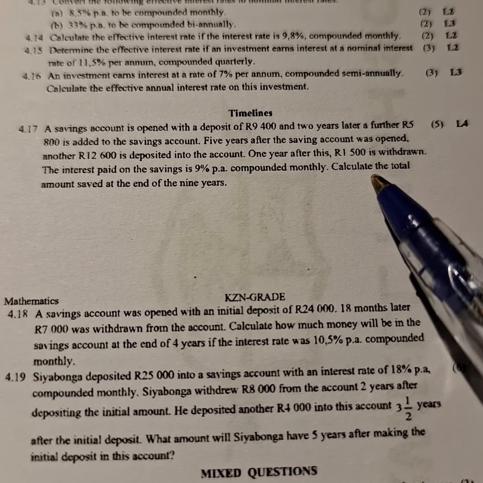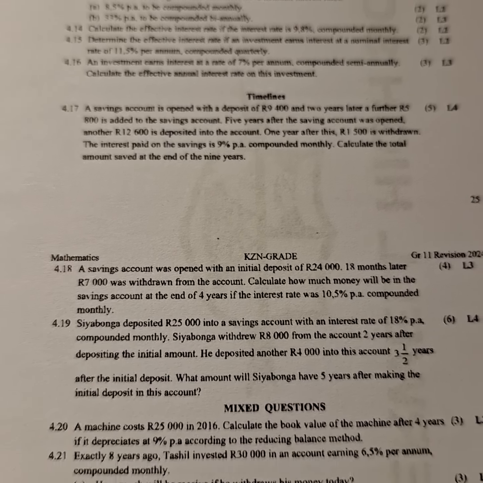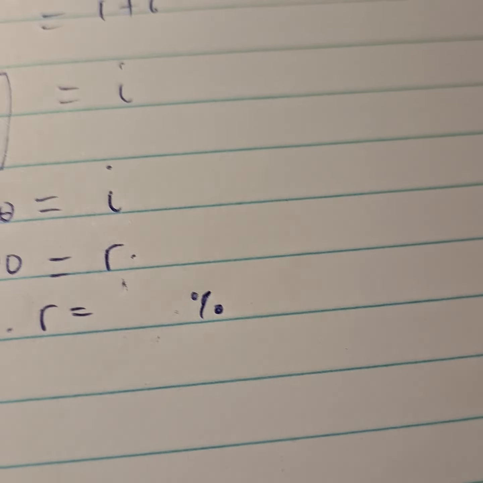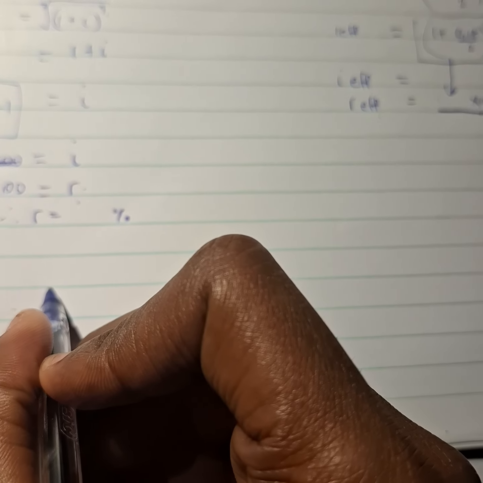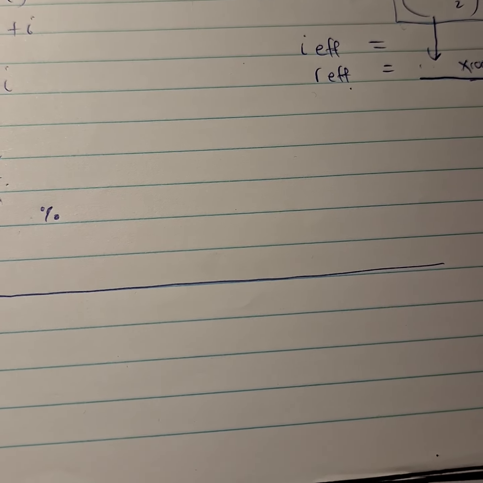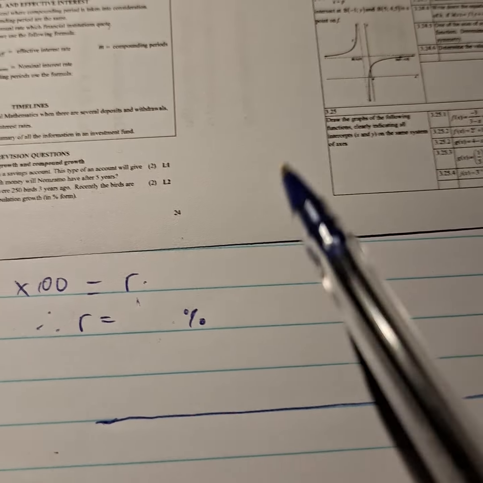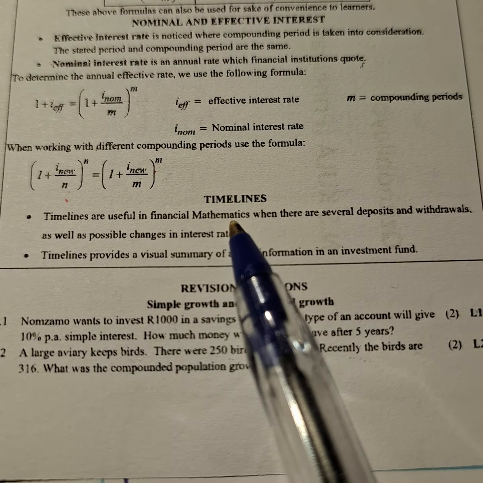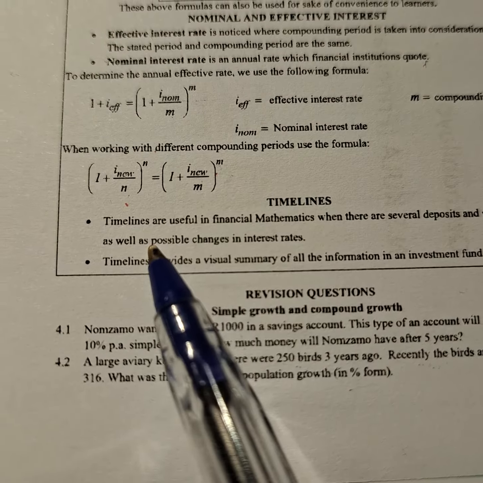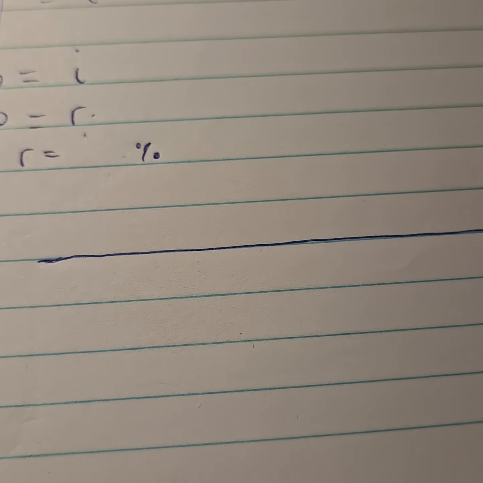So this is a good question, right? It's level 4, but it involves us using a timeline. So I'm just going to get us started here. Our timeline is a device that we use so that we can have things represented in a concise and nice way, so that we can do the calculation without much trouble. I think it had been said earlier on that timelines are useful in financial mathematics when there are several deposits and withdrawals, as well as possible changes in interest rates. They provide a visual summary of all the information in an investment fund. So let's look at this summary for ourselves.